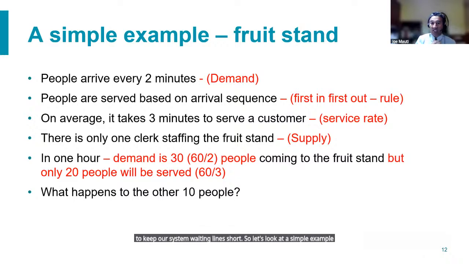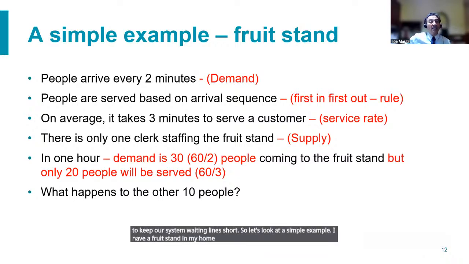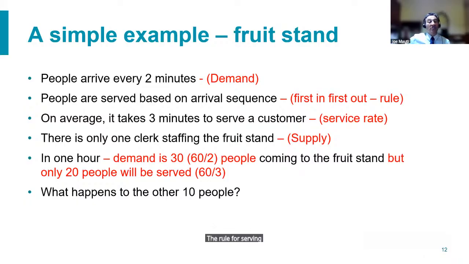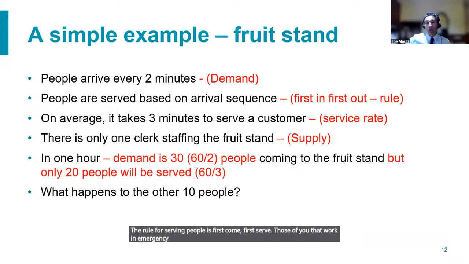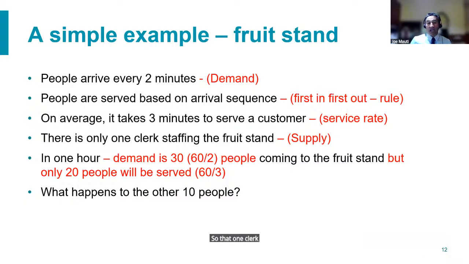So let's look at a simple example. I have a fruit stand in my home community. People arrive every 2 minutes. That equates to demand. The rule for serving people is first come, first serve. Those of you that work in emergency have a different rule. It's probably based on priority of who is sickest. On average, the one clerk takes 3 minutes to serve a customer. So that one clerk represents supply.